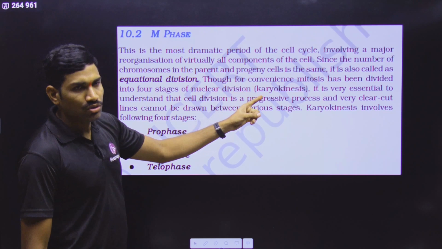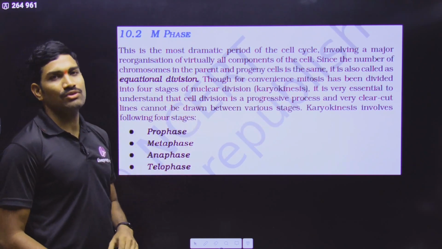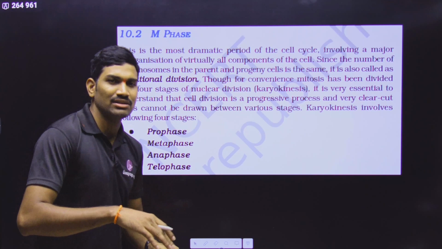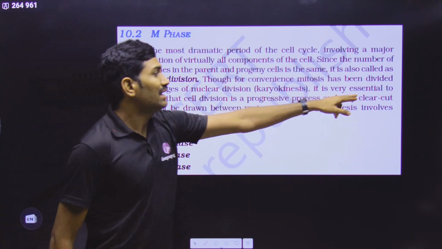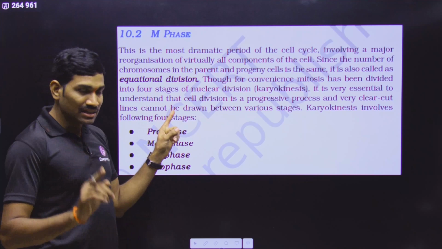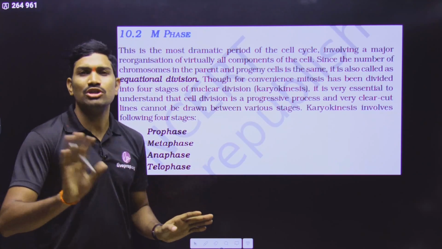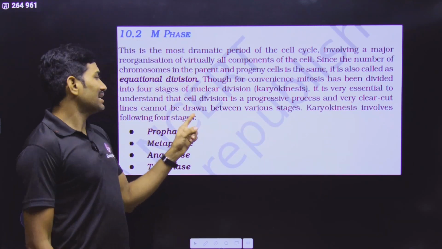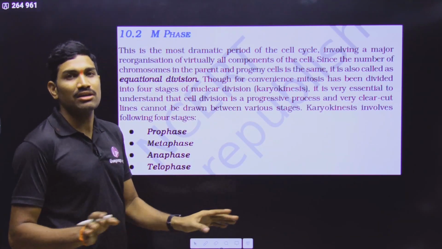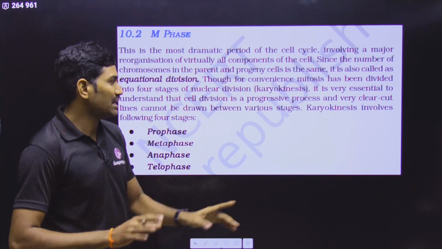Next one. Though for convenience, mitosis has been divided into 4 stages of nuclear division. Within the nuclear division, karyokinesis, 4 stages we are studying. Even though we are dividing into 4, it is very essential to understand that cell division is a progressive process. It is a continuous process. It is not stopping in between. It is a continuous process, and very clear-cut lines cannot be drawn. We cannot clearly say that this is the end of prophase, this is the end of metaphase. Like that we cannot say.